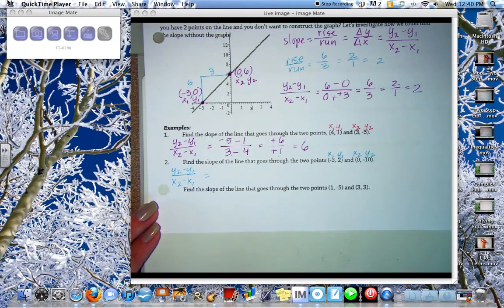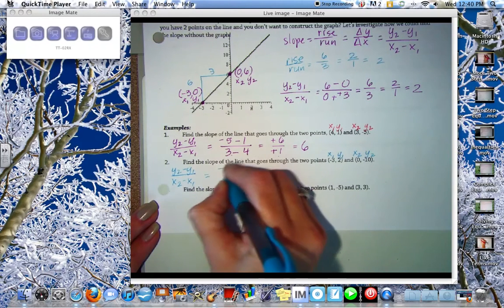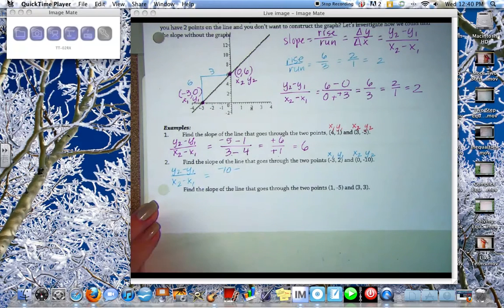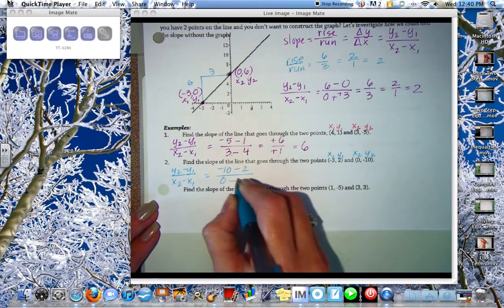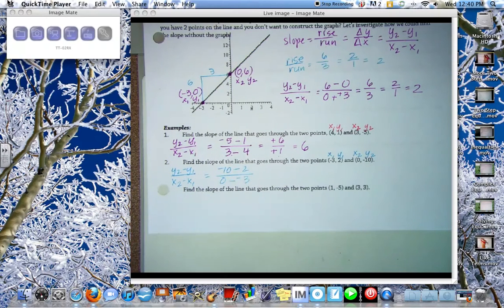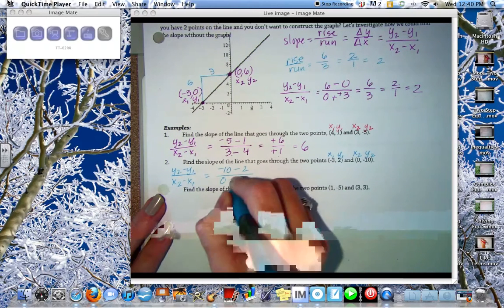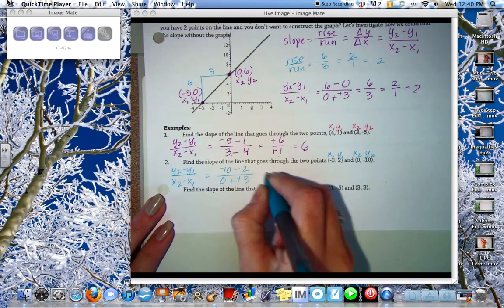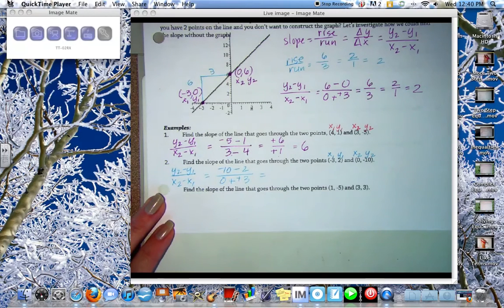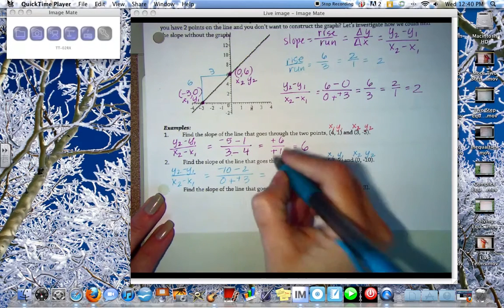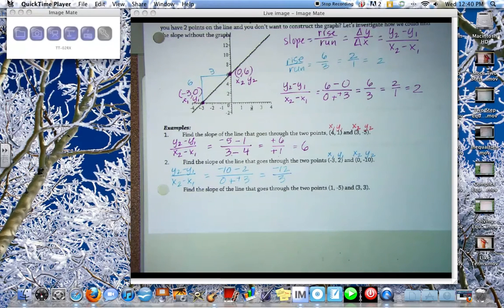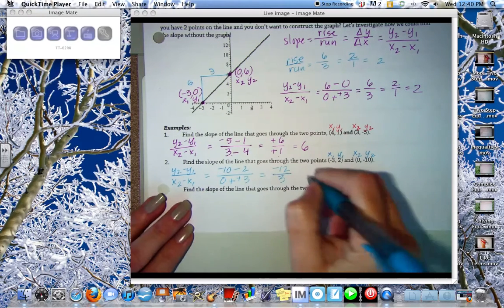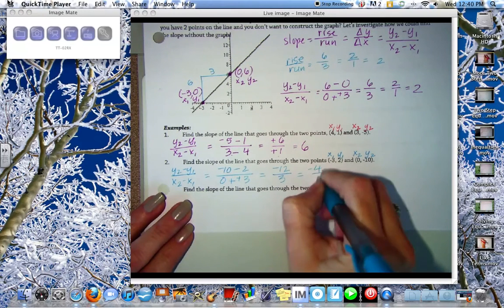So my y2 value is negative 10 minus, draw the fraction line, my x2 value is minus negative 3. Make it positive. I have 2 negatives next to each other, it becomes positive. Now simplify. On the top I have negative 12, on the bottom I have 3. It is negative 4 over 1.